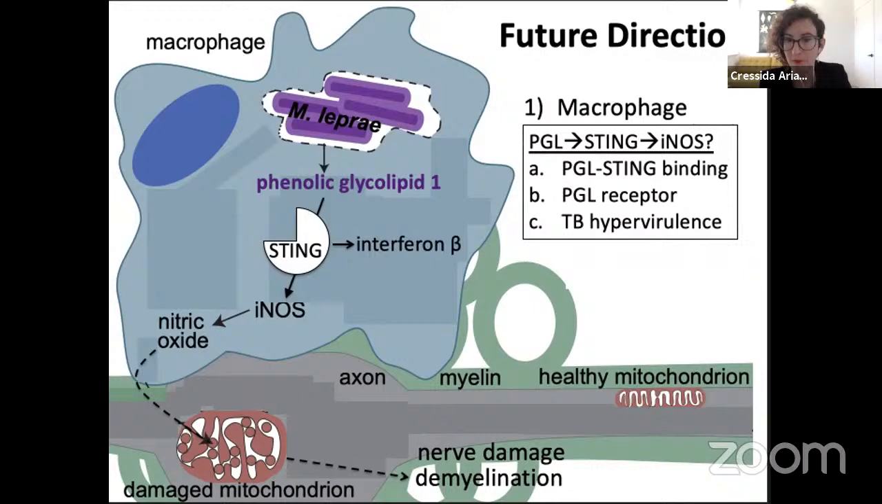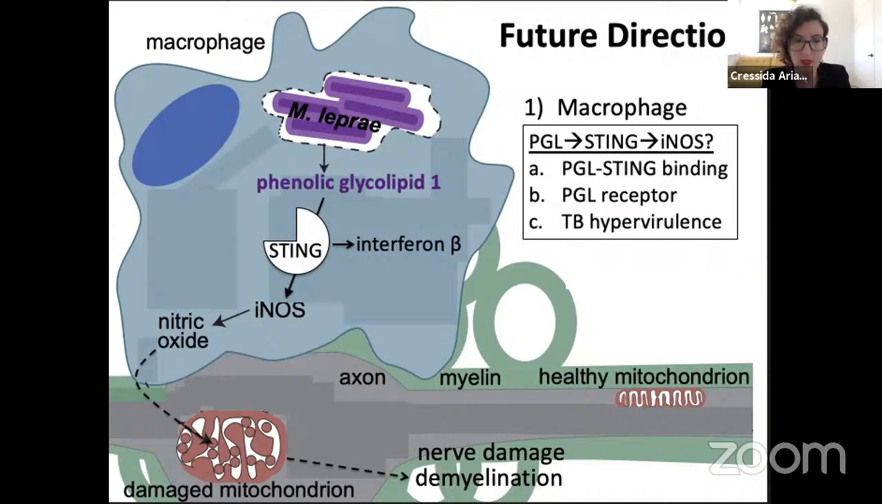potentially stimulating nerve damage. So some of the things we'd like to investigate in this model is how does STING respond to PGL1? How does it detect the presence of this lipid? Is it through direct interaction or through a receptor? And then I also want to test the role of PGL1 potentially in hypervirulent strains of TB. So is this same pathway being induced by the PGL1 that TB synthesizes?